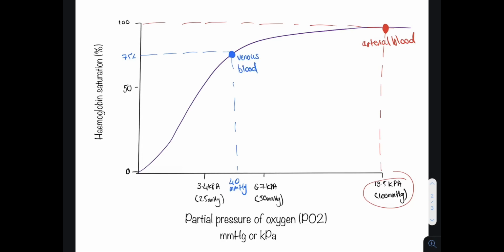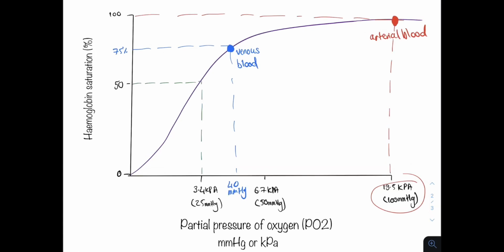Now, if hemoglobin is 50% saturated, so this means that on average, two of the four heme groups on each hemoglobin molecule is bound to oxygen, we get a partial pressure reading of 3.4 kilopascals or 25 millimeters of mercury. And this here is known as the P50, which again means that on average, two out of four heme groups on each hemoglobin molecule is bound to oxygen. So we can really see the difference between arterial blood and venous blood.